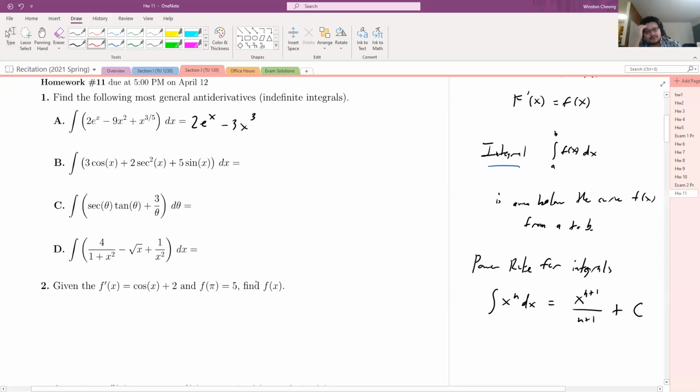The one caveat to this is that n cannot equal -1, because if it were equal to -1, the right-hand side would not be defined. You'd be dividing by 0. And we'll get to that shortly, in part C. But this is already sufficient to answer part A. What we do to this 3/5 is we add 1 to it. It's going to give us x to the 8/5, and then we divide to get 5/8. And then we add a plus c at the end.